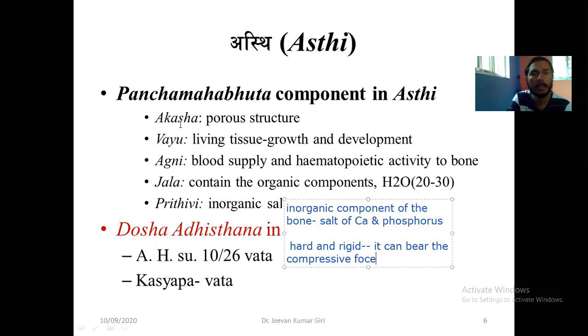Okay, just remember. Then the Akasa Mahabhuta is due to the porous nature, that is the Chidramayata. Vayu, that is the Pranamayata. Just write it in the Devanagari Lipi.